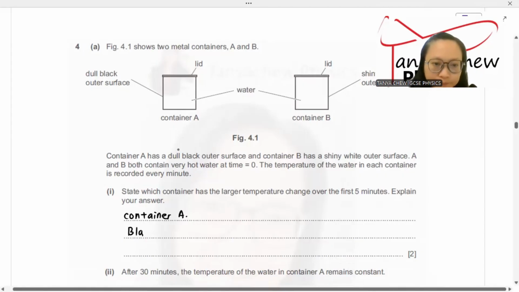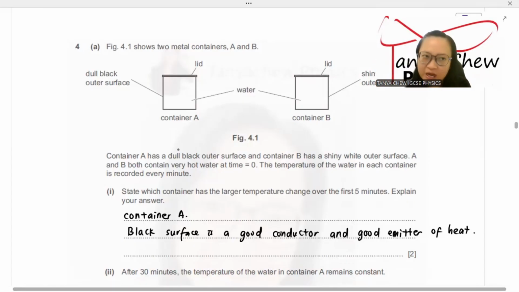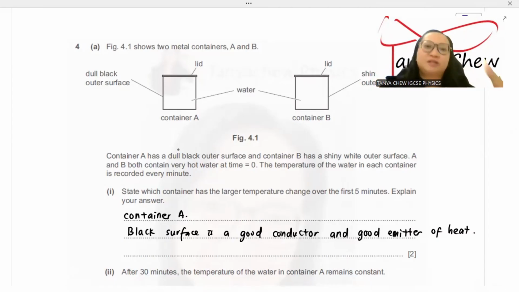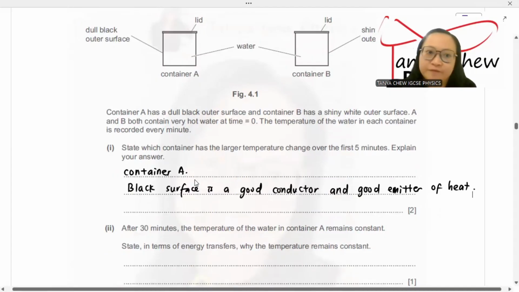Black surface is a good conductor and a good emitter of heat. Right? So a large amount of heat is being absorbed by container A, and also a large amount of heat being emitted to the surrounding. That causes a larger temperature change over the first 5 minutes.